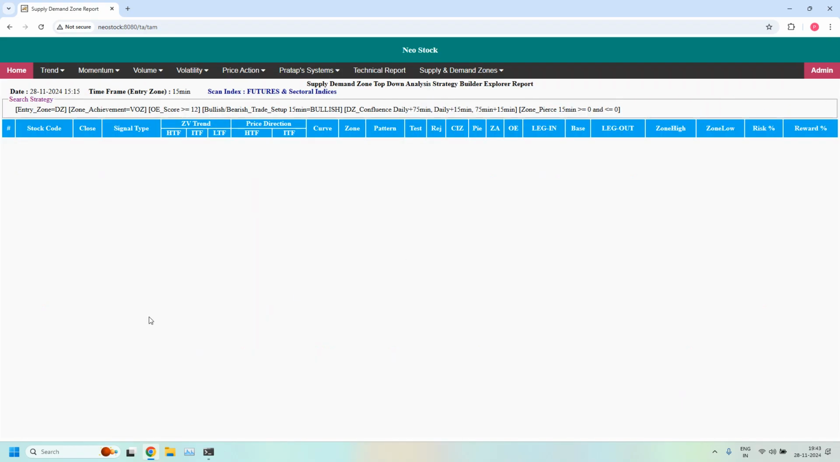With all the 3 filters, we get LTF, ITF, HTF demand zone confluence. We don't have any stocks. So let's verify. Demand zones, score in bullish trade setup. Demand zone confluence, daily 75, daily 15, 75, 15. That means none of the stocks are having a LTF, ITF, HTF demand zone confluence.